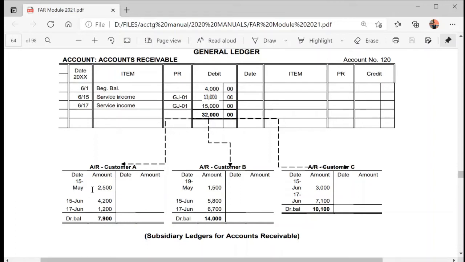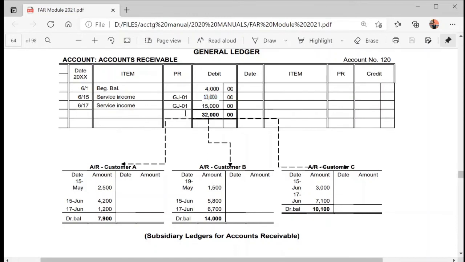They have their beginning balances from the previous month. For customer A, we have 2,500, and customer B, we have 1,500 for a total of 4,000. So that is our beginning balance. Then on June 15, we have 13,000, which will be broken down to the 3 customers. Customer A, we have 4,200. Customer B, we have 5,800. And then customer C, we have 3,000 for a total of 13,000.